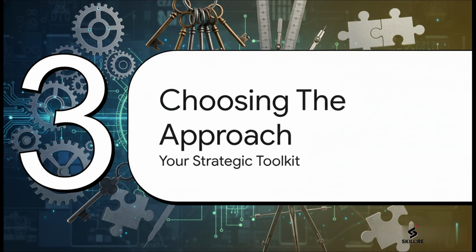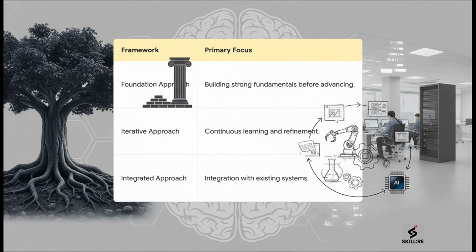Okay, now we get to the fun part, your strategic toolkit. Once you get the principles, you've got to decide how you're going to apply them. And trust me, there is no one-size-fits-all solution, so it is absolutely vital to have a few different frameworks you can pull from. We're going to look at 3 main frameworks. First up is the foundation approach. This is all about patience. You build everything strong and deep before you even think about scaling.